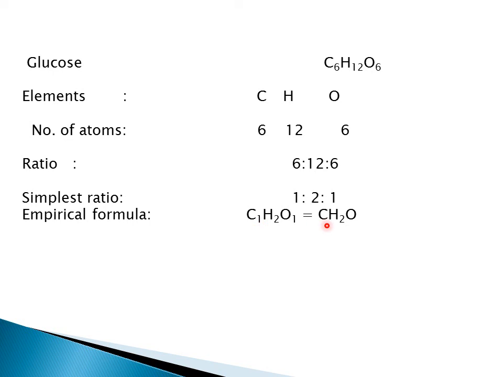Usually we write it as CH2O. So the empirical formula of glucose is CH2O. From this you know that it gives us the simplest ratio only, the simplest ratio of carbon, hydrogen and oxygen. So the molecular formula of glucose is C6H12O6 and the empirical formula of glucose is CH2O. Okay.